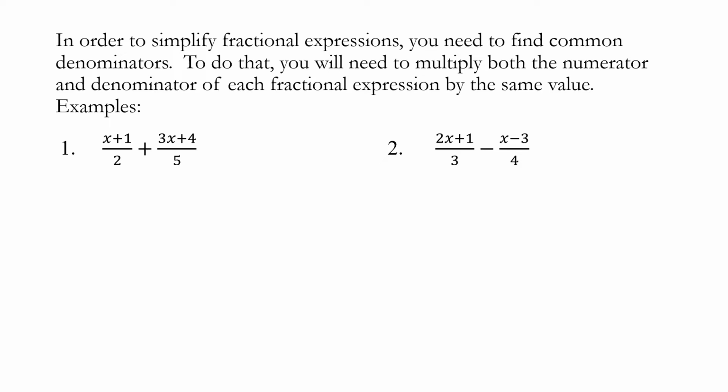So I have (x + 1) over 2 plus (3x + 4) over 5. I know that the common denominator between 2 and 5 is 10, so I need to multiply this numerator and denominator by 5. So this by 5 and this by 5. Now this expression on the right, I need to multiply by 2. So this is multiplied by 2, and this needs to multiply by 2.